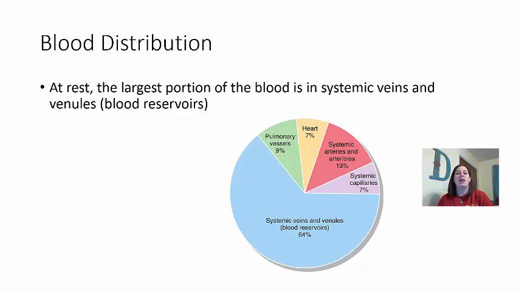blood distribution. Now, at rest, the largest portion of your blood in the system is found in your systemic veins and your venules. And if you look at this pie chart, 64% of your blood when you're at rest is found in your veins and venules. 9% are found in your pulmonary vessels, which are the blood vessels found in your lungs. 7% of your blood is found in your heart. 13% is in your arteries and your arterioles, and then 7% is in the capillaries. So when we look at this, guys, your veins kind of act as a reservoir for most of your blood.